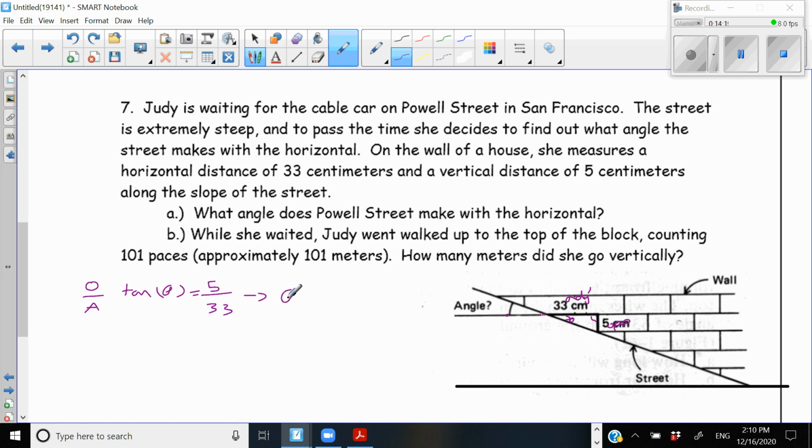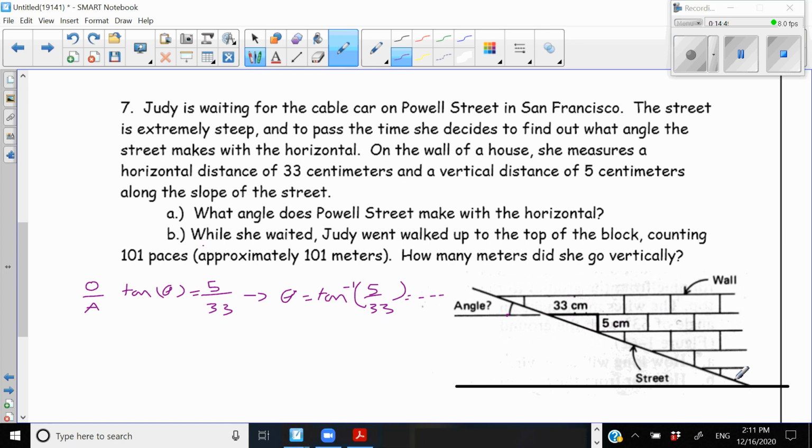Now, what is the theta? Just use the inverse function, tangent -1 of 5 over 33, and from there you can find the angle. Next, she is asking, while she waited, Judy walked up to the top of the block, counting 101 paces, approximately 101 meters. How many meters did she go vertically?